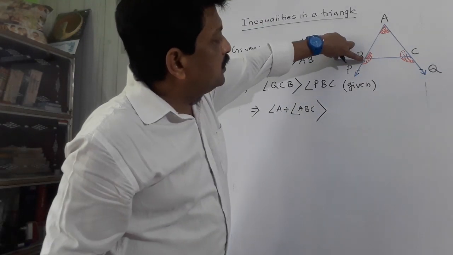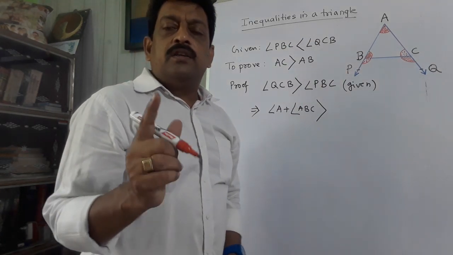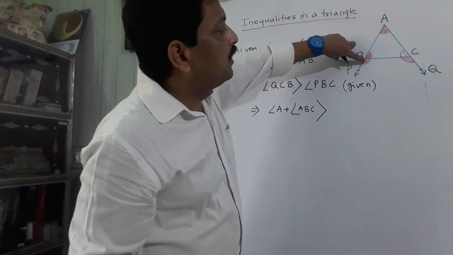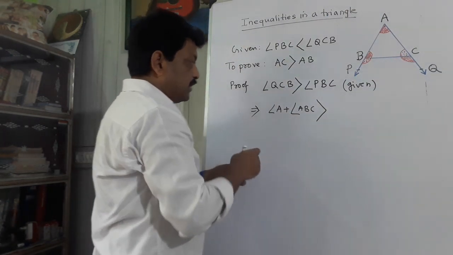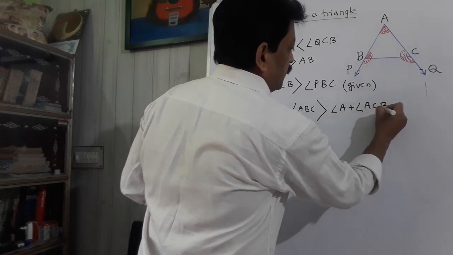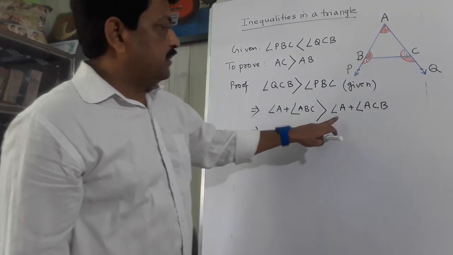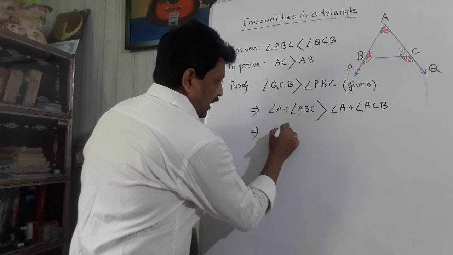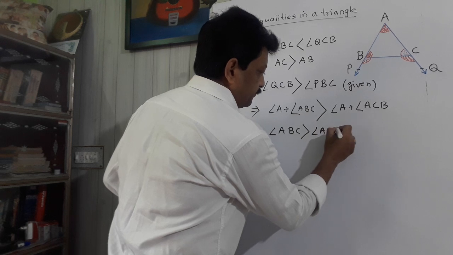Means angle PBC is the exterior angle of triangle ABC, and we all know exterior angle of a triangle is equal to the sum of two interior opposite angles. So PBC is exterior angle, so PBC equals angle A plus angle ACB. So here in place of PBC I can write angle A plus angle ACB. Now we can cancel angle A from both sides. See here it is angle A and this side is also angle A. So if we cancel angle A from both sides, then we will get angle ABC greater than angle ACB.